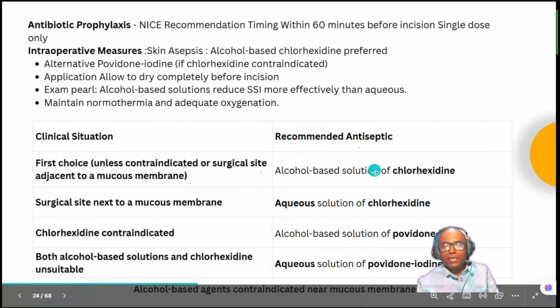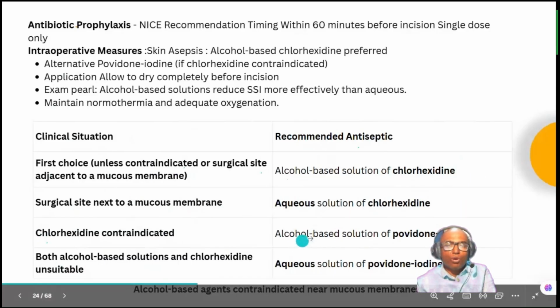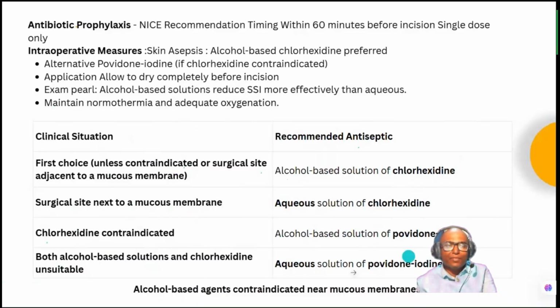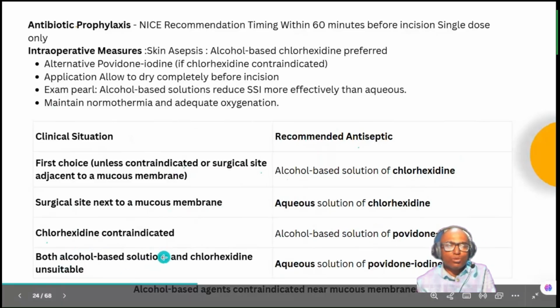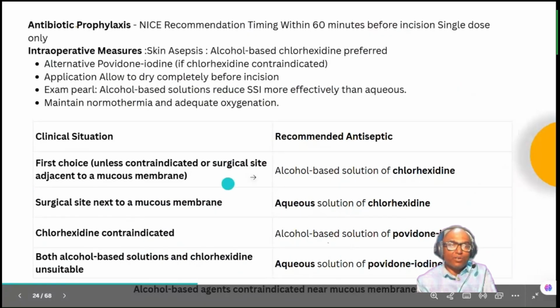If the site is near the mucous membrane, you will use aqueous chlorhexidine. If chlorhexidine is contraindicated, you will go for alcohol based povidone iodine. But if the alcohol based solution and chlorhexidine both cannot be used, then you will use aqueous solution of the povidone iodine. Now they can confuse you with the percentages of these.